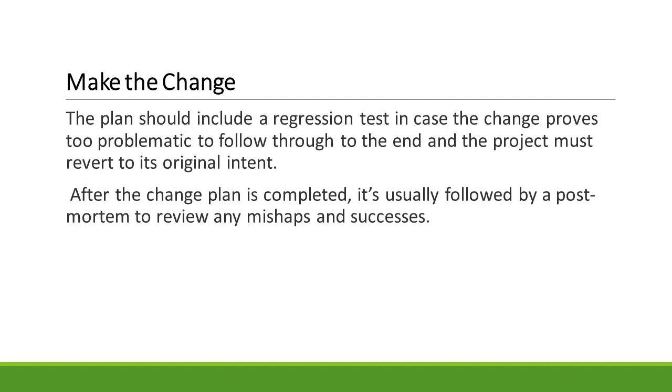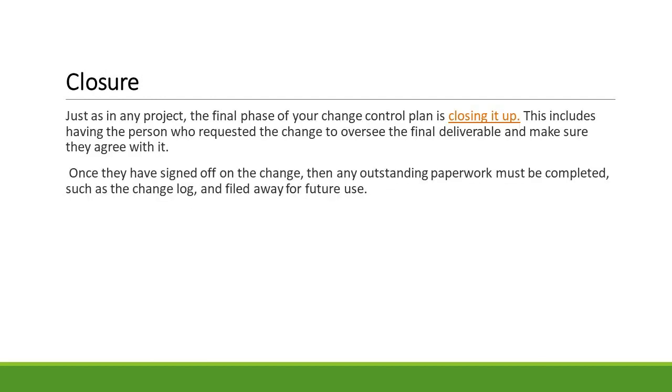The plan should include a regression test in case the change proves too problematic to follow through to the end and the project must revert to its original intent. After the change plan is completed, it's usually followed by a post-mortem to review any mishaps and successes. The closure step is the final phase within the 5-step change control process.